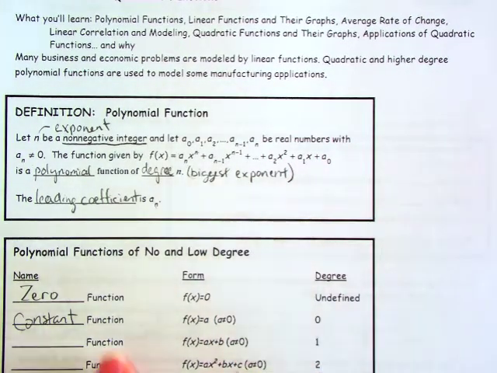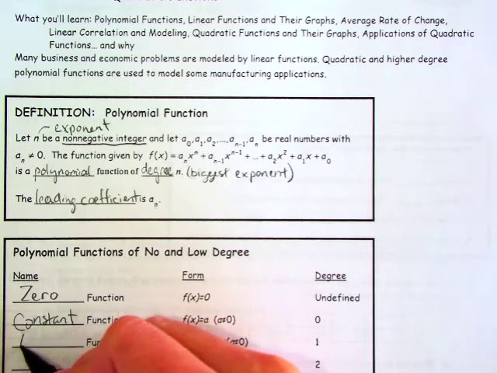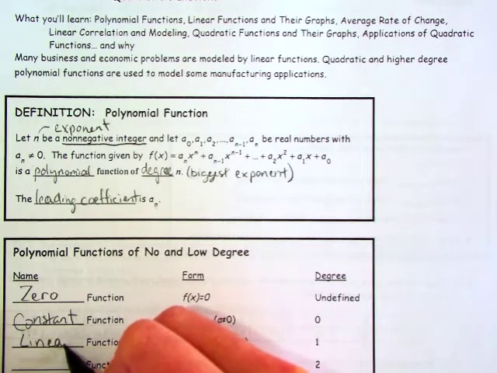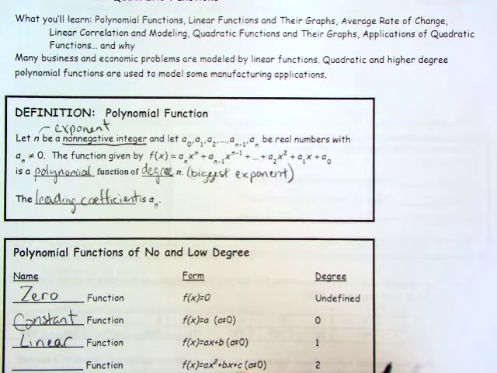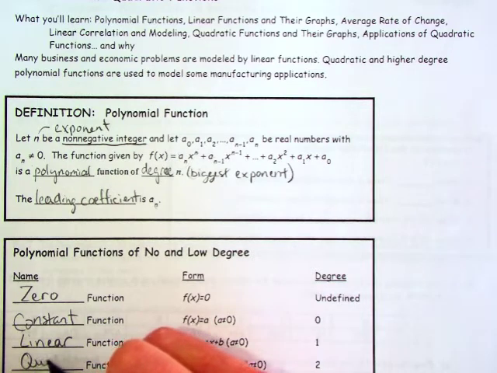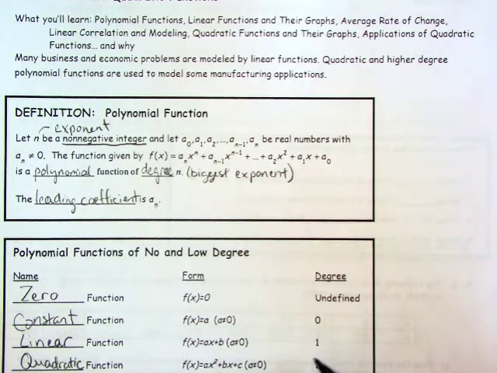Then we have anything in the form of ax plus b. My guess is you could name that yourself. That would be a linear function. Its degree is 1. It has an x to the first power. And then our next one, again, you're familiar with this, ax squared plus bx plus c. Hopefully, we can all recognize that that is a quadratic function. And its degree is 2 because the biggest exponent is 2.